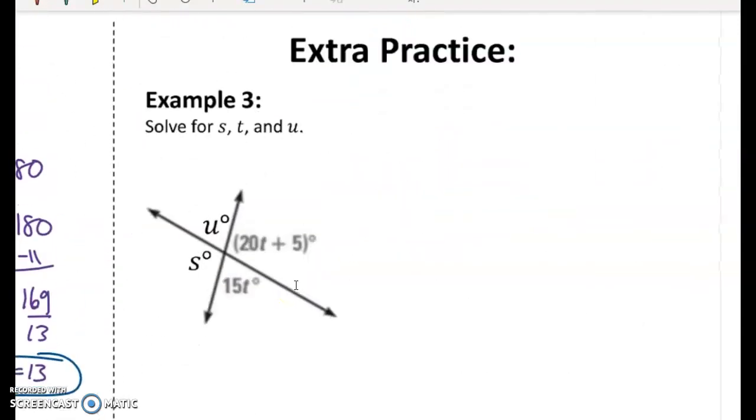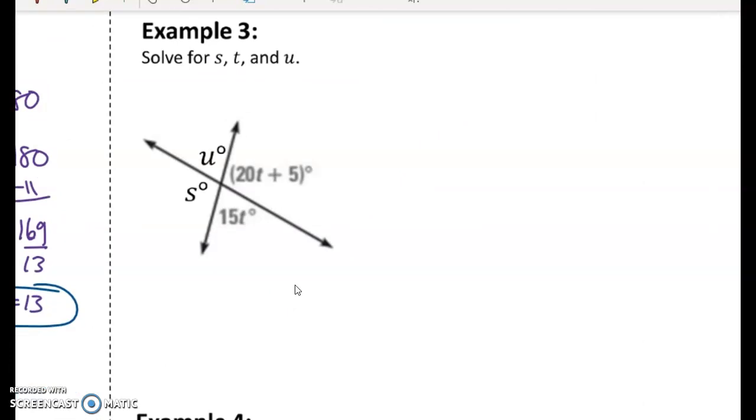Okay, so going over here to example 3. So let's take a look. It says solve for S, T, and U. All right, so first of all, look where we have the same variable. That is right here. There's a t in that location. And right here, there's a t in that location. So what type of angle pairs are the two highlighted spots? Are they a linear pair or are they vertical angles?